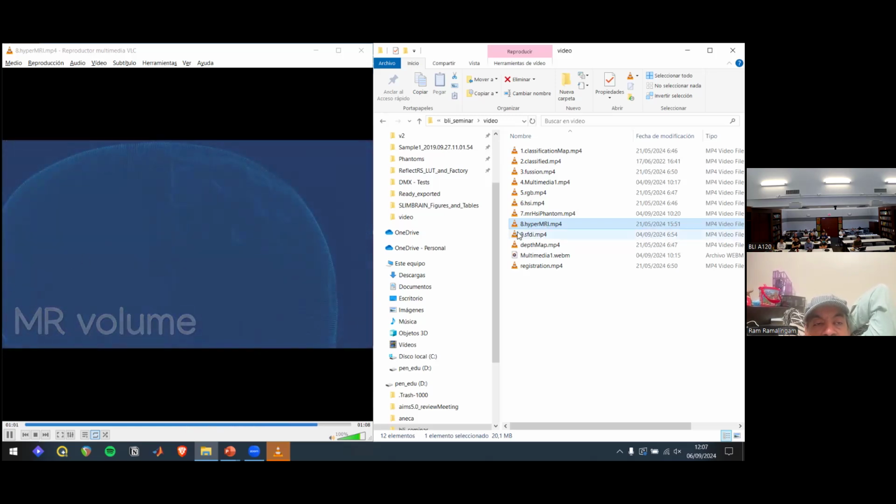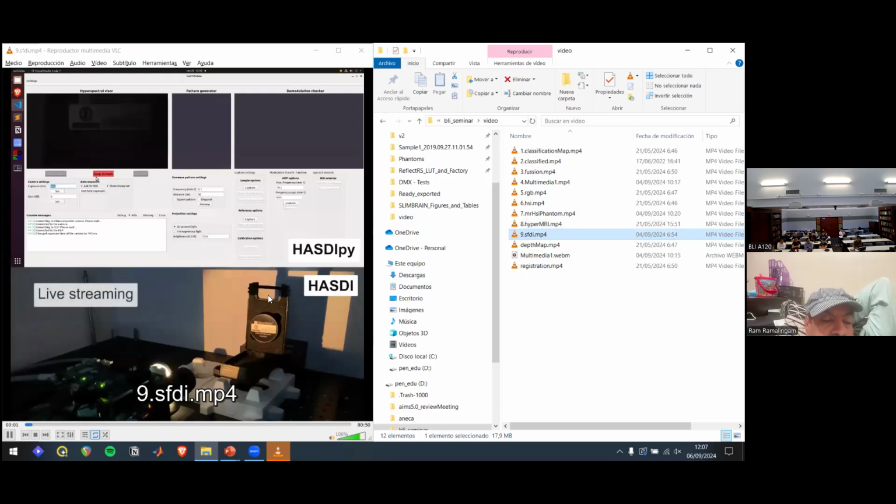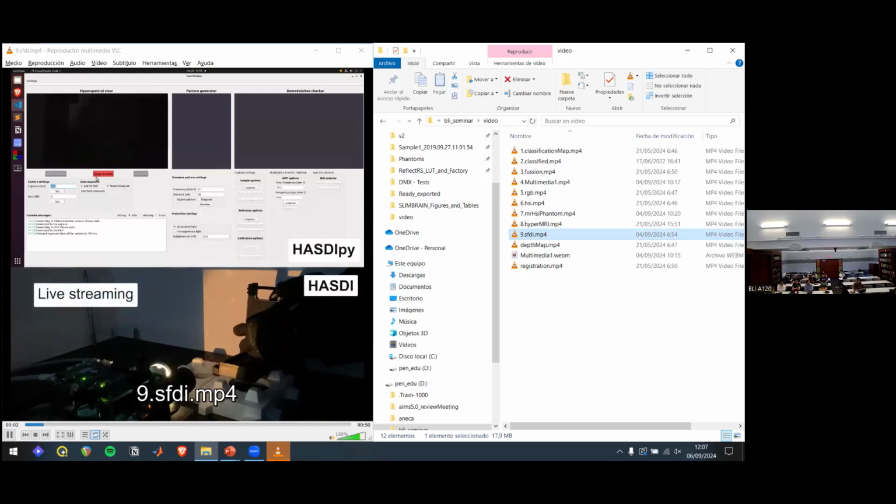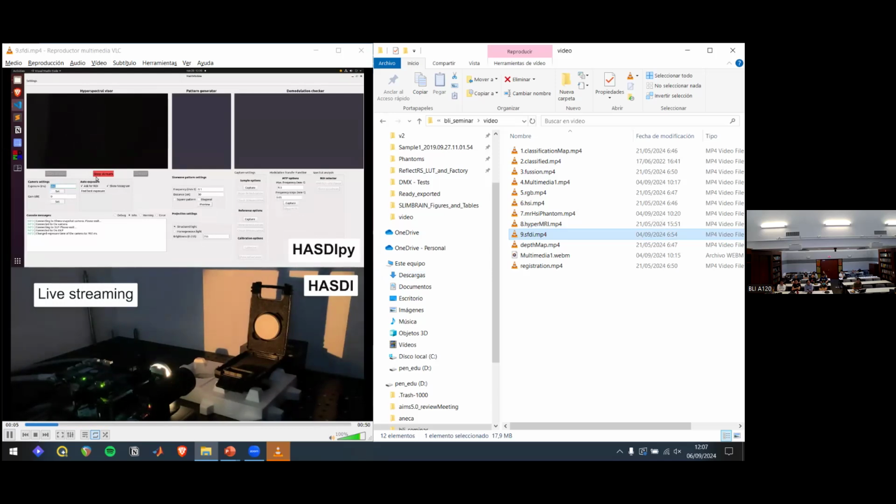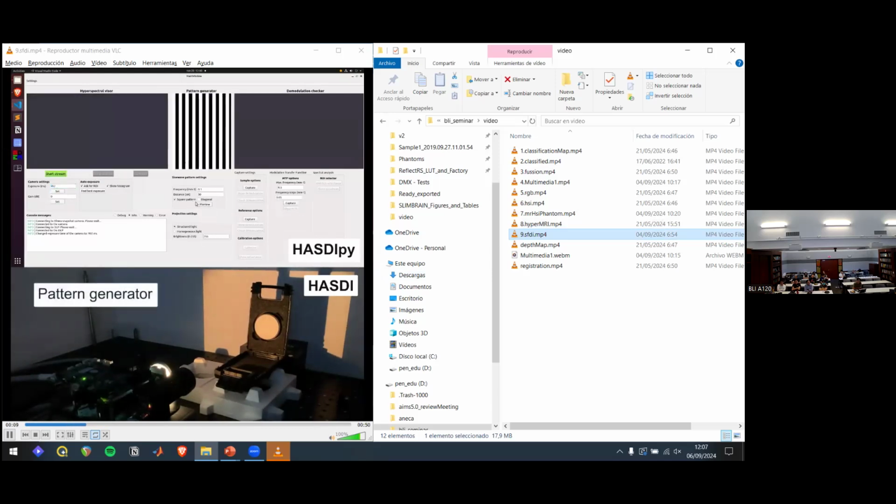And at last, I think you have already seen this demo from Alberto. This is the prototype we have built, with which we achieve the SFDI and capture the information and try to make the classification, generating the spatially modulated light.